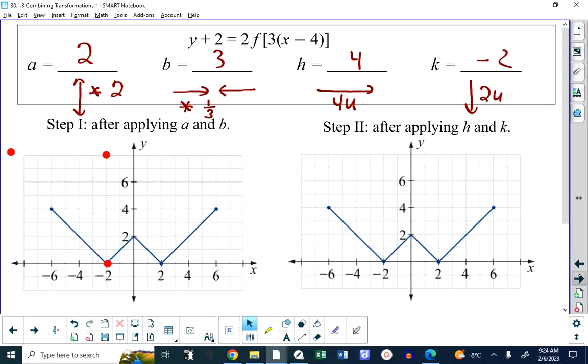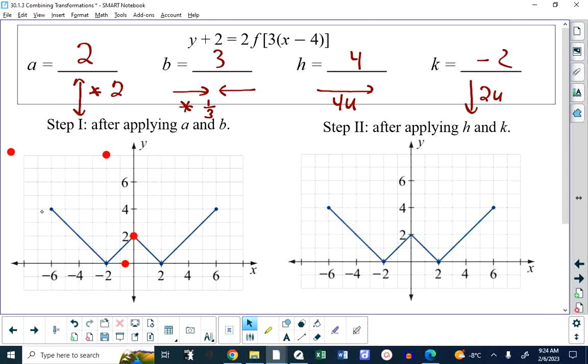Now I need to stretch this horizontally by a factor of a third. Well, this point is 2 to the left of the y-axis, so I need to put it 1/3 as close. A third of 2 is 2/3. I mean, you could use a calculator there, I suppose. But 2/3 on the left side is going to put it about here. It will be at negative 2/3.